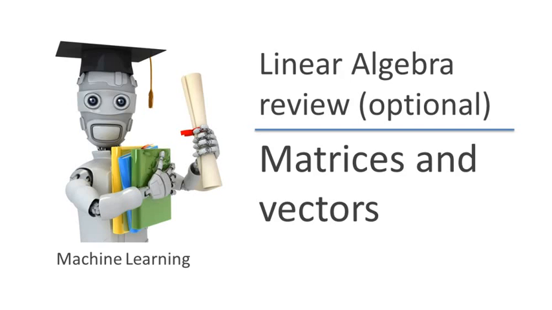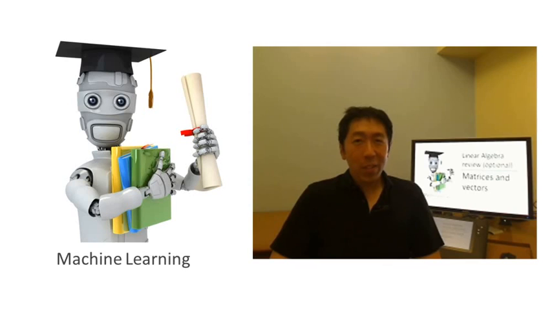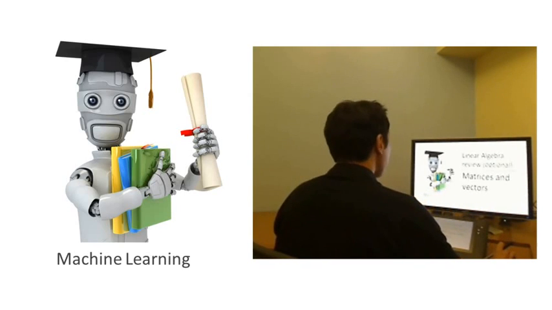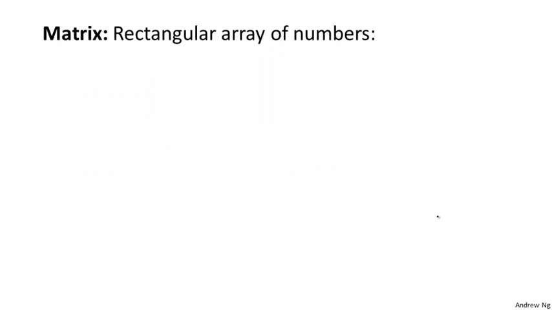Let's get started with our linear algebra review. In this video, I want to tell you what matrices and vectors are. A matrix is a rectangular array of numbers written between square brackets. So for example, here is a matrix.